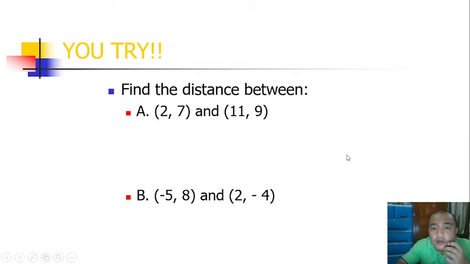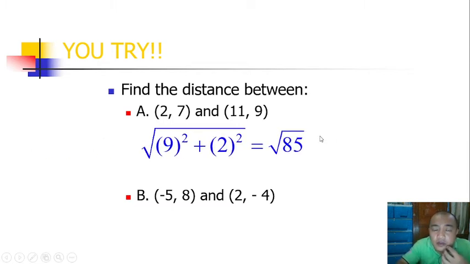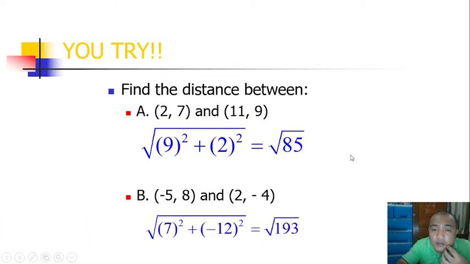Okay, time's up. Are you ready? What's your answer for letter A? The answer is square root of 85. You get the same answer. 11 minus 2 is 9 squared. 9 minus 7 is 2 squared. So 81 plus 4 is 85. Square root of 85. And for B, we have square root of 193. Yes, 2 plus 5, 7 squared. Negative 4 minus 8, negative 12 squared. So 49 plus 144 is square root of 193.